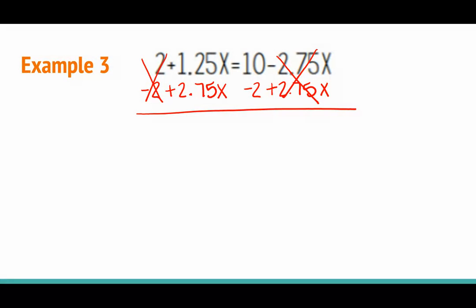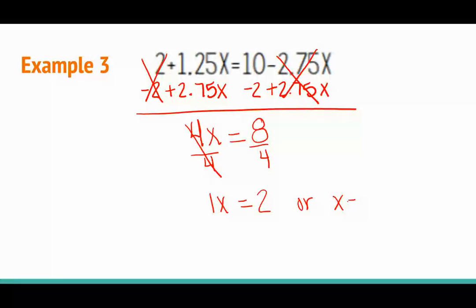All right, on the left-hand side, 1.25 plus 2.75 is 4. So 4x equals 10 minus 2 is 8. So we ask ourselves, what times 4 gives us 8? I see this is multiplication, so the opposite is to divide. So I'm going to divide by 4 on both sides. 4 over 4 just cancels to 1. So 1x equals 8 divided by 4 is 2. So you can either leave it as 1x equals 2 or x equals 2. Box your answer.